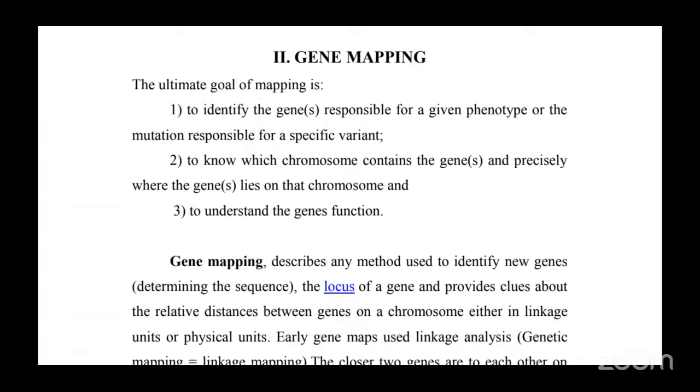Okay, students. Now coming to gene mapping methods, you all know gene mapping is also known as genome mapping, and this is one of the methods used to identify new genes, to locate the position of a gene on a chromosome, and also to know the distances between the genes on a chromosome, not only within the gene but also beyond the gene level. So gene mapping is helpful to identify the gene responsible for a given phenotype, to know which chromosome contains the genes and where the gene is located on the chromosome, and also to understand the function of a gene.